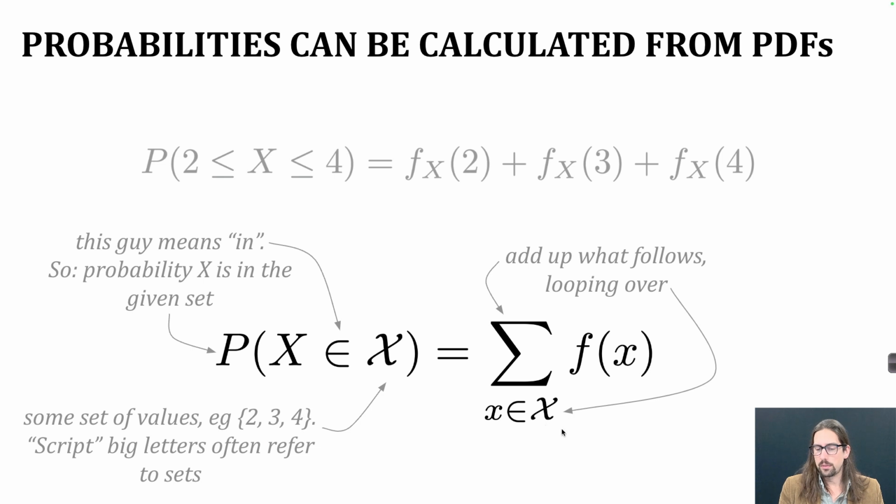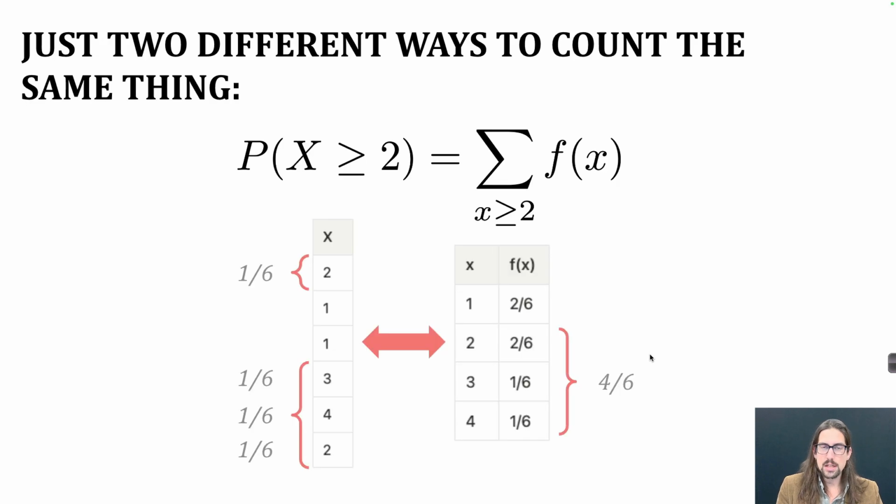But depending on what's in script x, we'll have a different number of terms. So that's just explaining what this little notation means. That's the formula version, but again, the conceptual idea is really quite simple. So here's a concrete example, x greater than 2. So we're just adding up the values of the density at all values greater than 2.